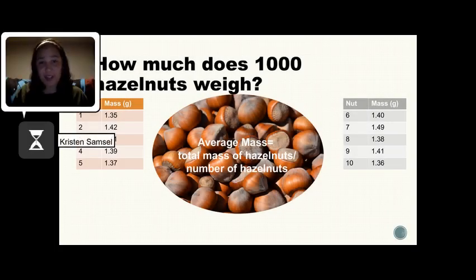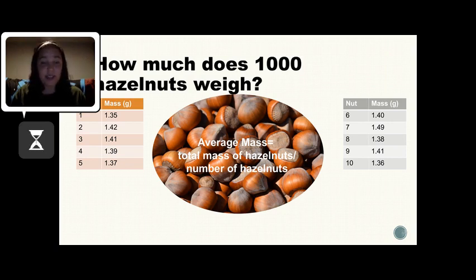Okay, I hope you enjoyed that video. It's one of my favorites. So now we're going to be thinking about, all right, what if I wanted to know how much 1,000 water molecules weigh? Well, that's something we're going to be able to figure out soon, but let's start with something we can visualize. So let's look at how much 1,000 hazelnuts weigh.